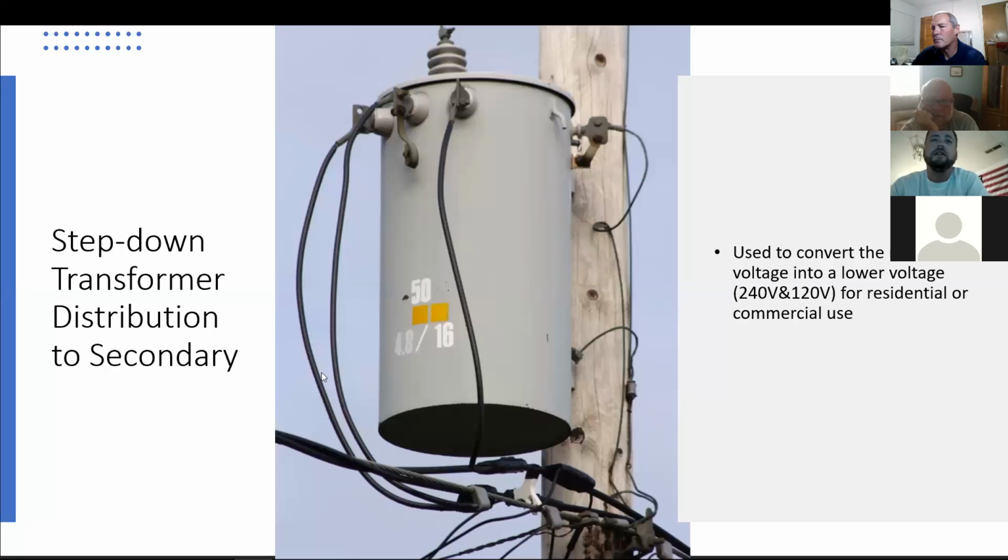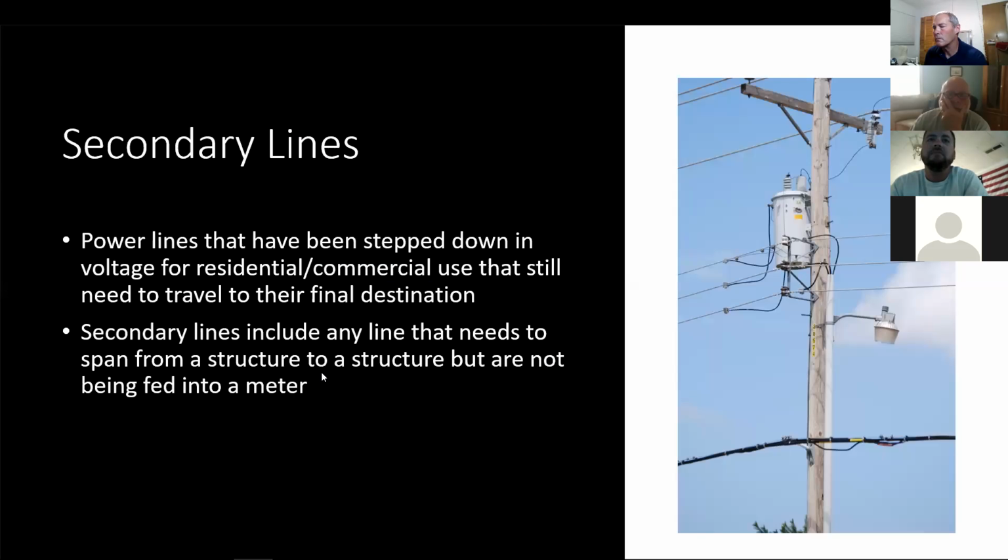Then you got your step down transformer, your distribution voltage to secondary. It's used to convert the mainline voltage into a lower voltage, 240 and 120, for residential and commercial use. Your secondary lines are the power lines that have been stepped down for the 120 and 240 voltage for residential and commercial use, and still need to travel to their final destination.